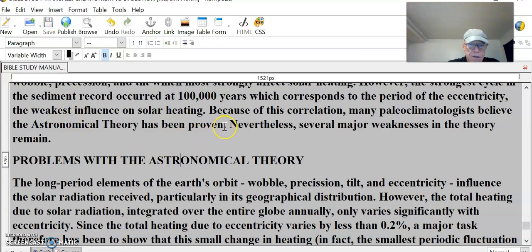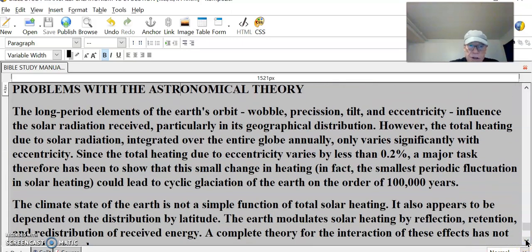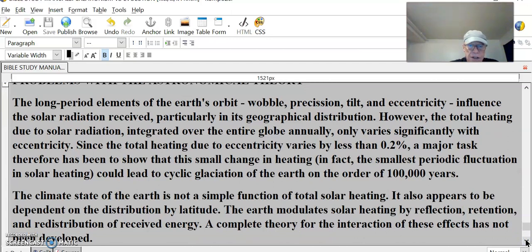The long period elements of the Earth's orbit, precession, wobble, tilt, and eccentricity influence the solar radiation received, particularly in its geographical distribution. However, the total heating due to solar radiation integrated over the entire globe annually only varies significantly with eccentricity. Since the total heating due to the eccentricity varies by less than 0.2%, a major task, therefore, has been to show that this small change in heating, in fact, the smallest periodic fluctuation in solar heating, could lead to a cyclic glaciation of the Earth on the order of 100,000 years.